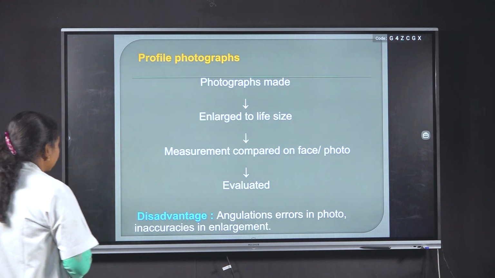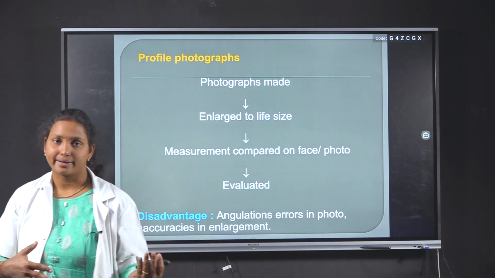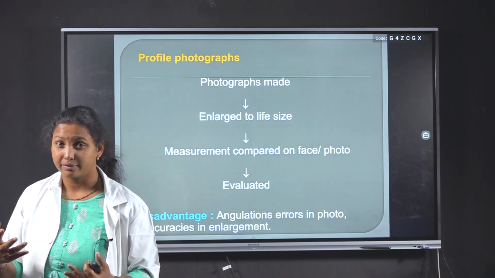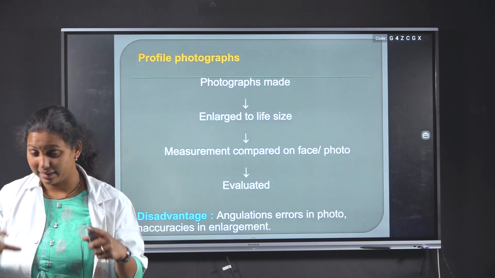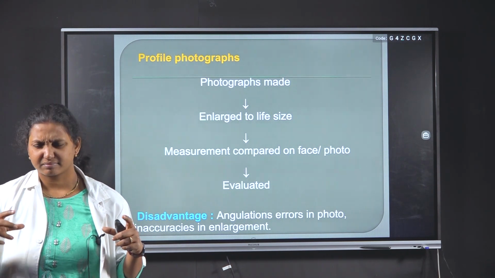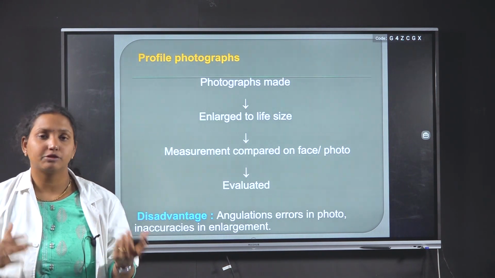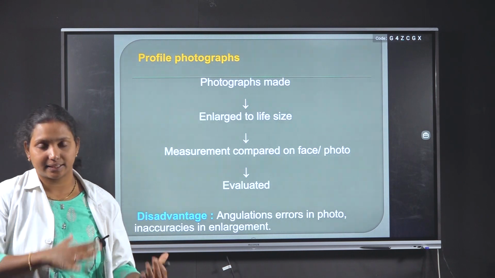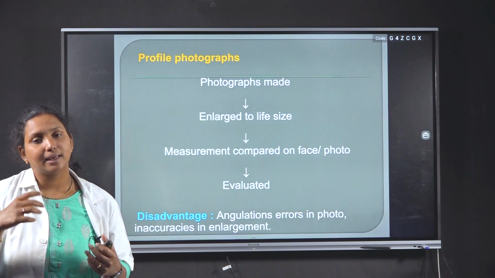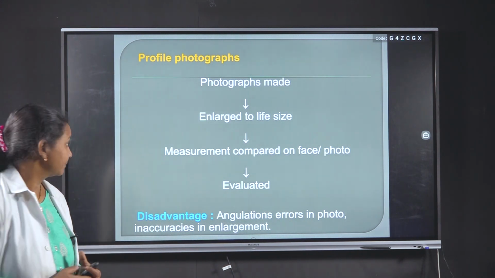Profile photographs means we will ask the patient to get his previous photographs. So how will you measure vertical dimension with those photographs? We will enlarge the photo to life size, meaning to the original facial measurements. Okay, previous photo when the patient is having teeth, and we will record the measurements on the photo. The same measurements we will try to copy in the patient.